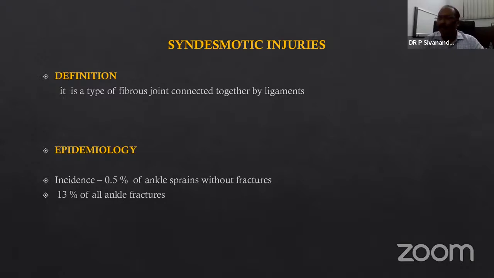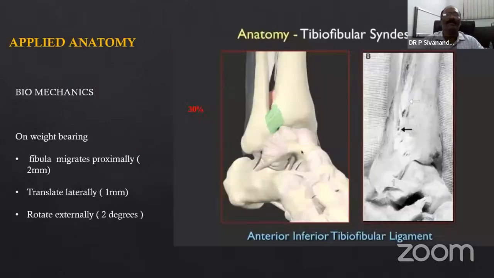As for epidemiology, the incidence is 0.5% of ankle sprains without fractures, but it is most commonly associated with ankle fractures, around 13% of them. 13% is a good number, but we must identify which are the stable ones and which are the unstable ones. Before going to that, a sound knowledge of anatomy is very important. The biomechanics of the ankle joint is also important to decide whether to fix it or not.